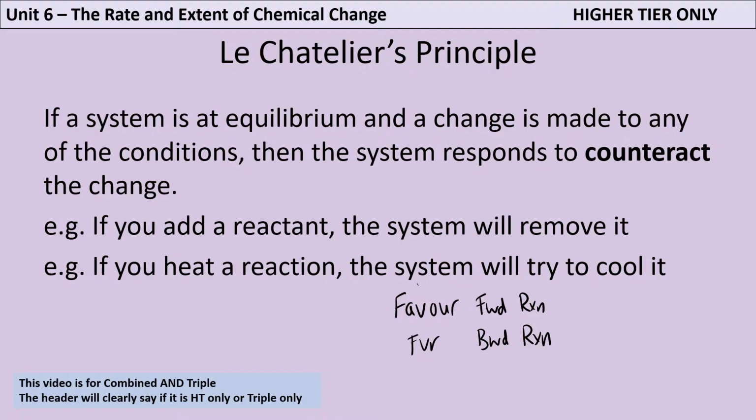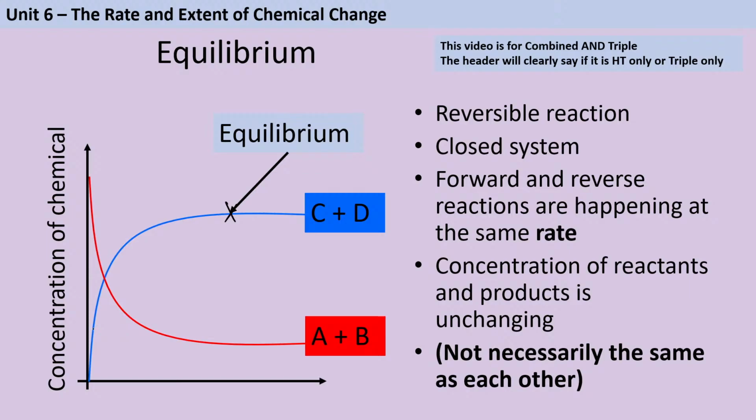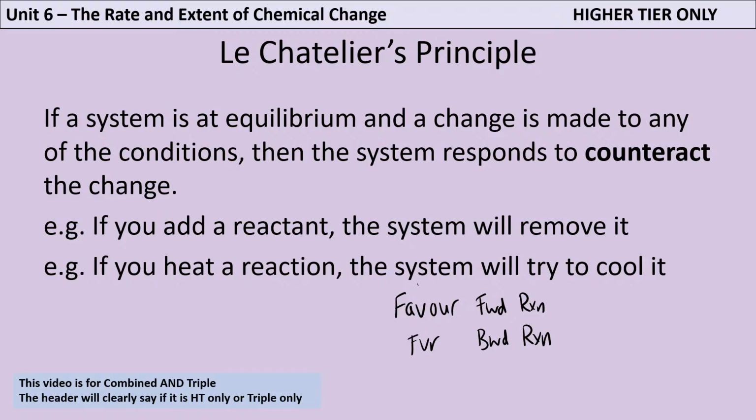And for the person who asked about the graph, no, so this is our concentration of the chemical. So this would be for the reaction A plus B turning into C plus D. So at the start, I've got lots of A and B and they get used up, and I've got no C and D, and I make some, and eventually we get to the point where those concentrations are unchanging.